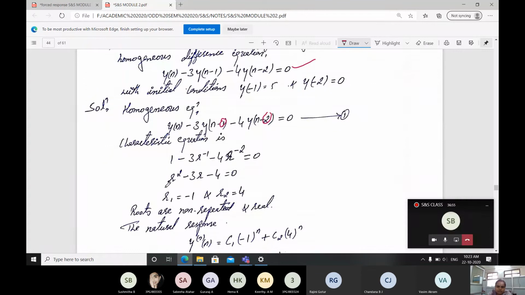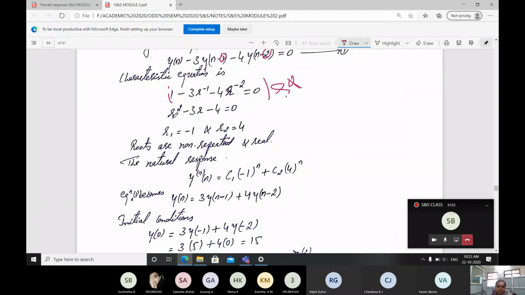Represent it in terms of r square, since r raised to minus 2 is there. Just multiply the whole equation by r square. If you do, you can write 1 by r square, then take LCM. Whichever method is easy for you, you can go with that. Therefore you will be getting r square minus 3r minus 4 equals 0. Solve for the roots, then you will be getting r1 equals minus 1 and r2 equals 4. Roots are non-repeated and real roots. Yes, minus 1 and 4.